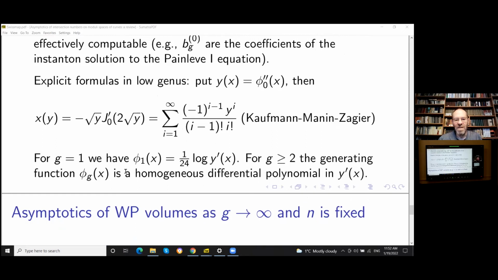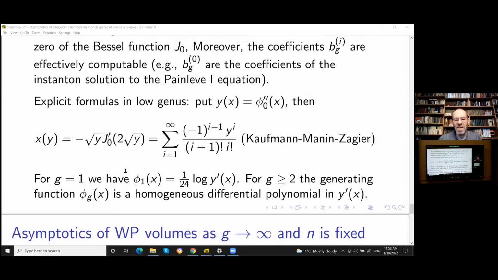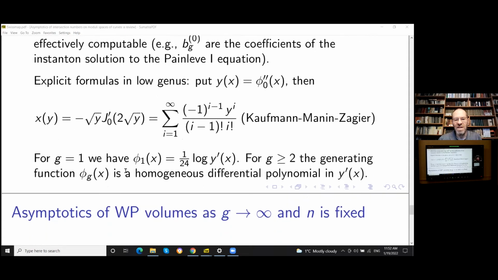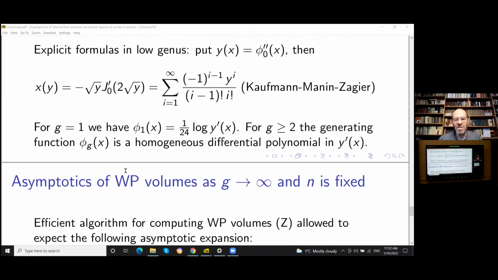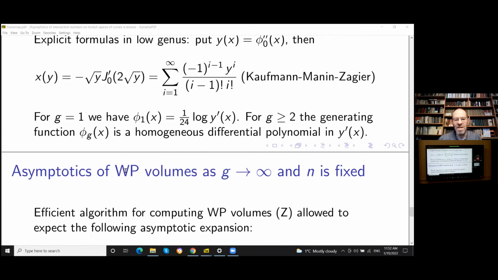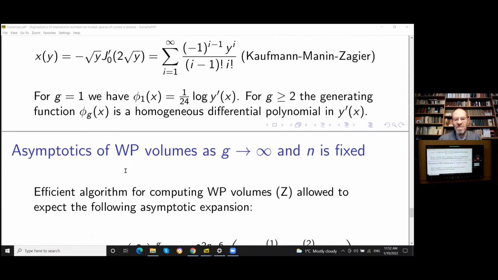So much for the large n asymptotics, and let's now discuss the large g asymptotics. The asymptotics of the Weil-Petersson volumes as g tends to infinity and the number of marked points remains fixed.